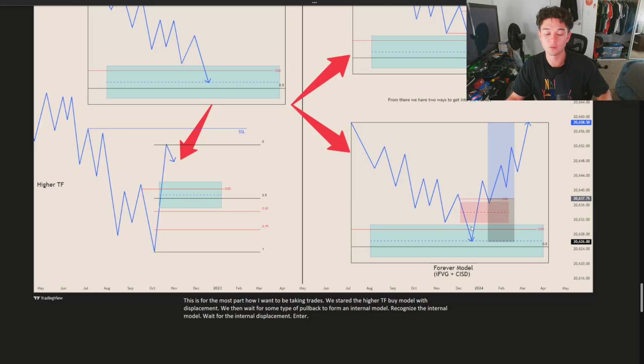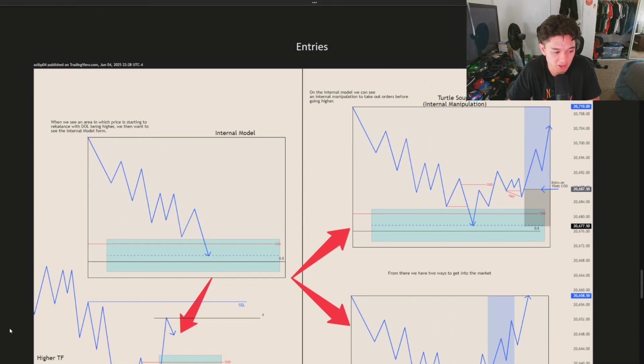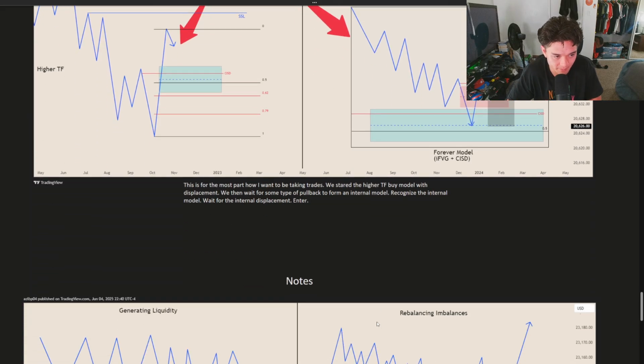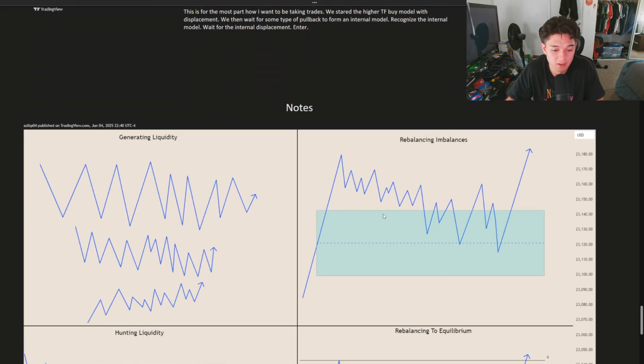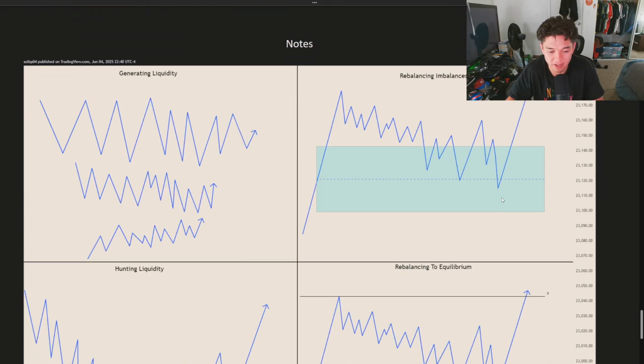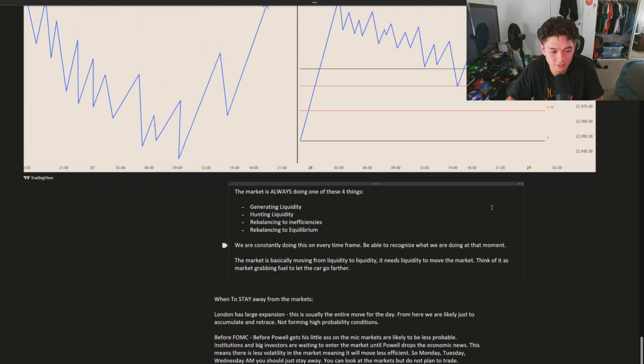And then I also will be entering on the forever model, which is just an inverse fair value gap in the change of the state of delivery. This is literally just displacement. If we get a displacing move off of the area that I want to see reject, enter the trade and target internal range liquidity with a runner to external range liquidity. That's pretty much all for my entries. So, that's pretty much how I trade. We have a little more notes.